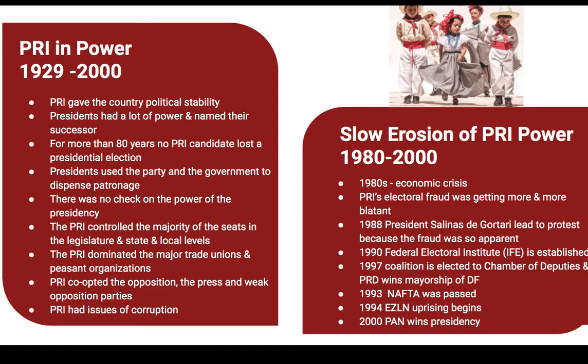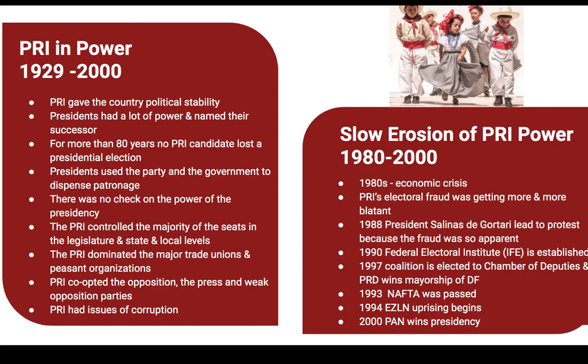In 1993, NAFTA is passed, and so the PRI is looking to use free trade and set this free trade agreement with the United States, hoping that this will help them with some of their economic problems. But what ends up happening is that it sparks even more revolt.